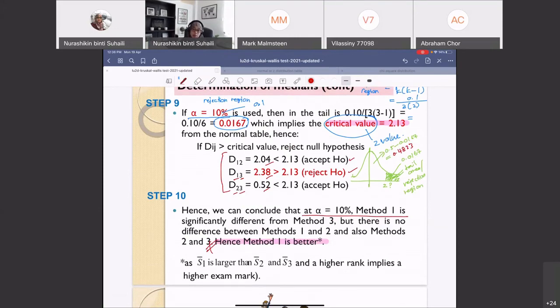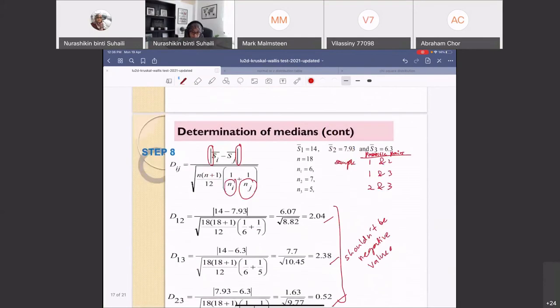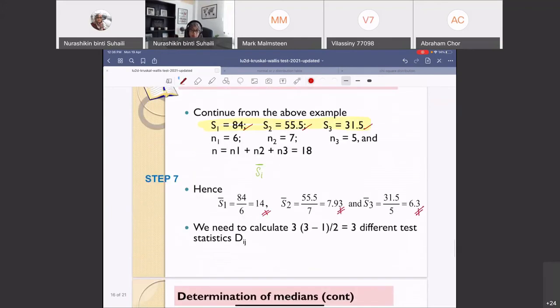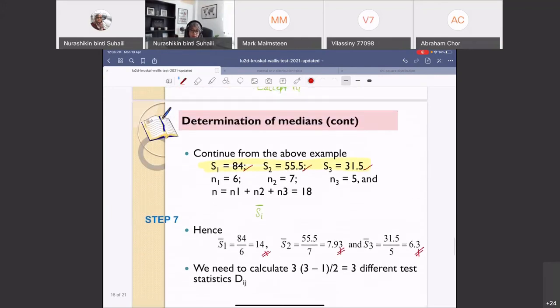It's quite lengthy this time around compared to the Mann-Whitney test. But if you practice a lot, then you will not be confused. I mean, you know what to do. Okay, any question? Anything that you don't understand? What the IJ means? IJ refers to the pairs of comparison, the things that you are comparing at that point. Like 1 and 2, I should be 1 and J is 2. It's just a general symbol, I and J.